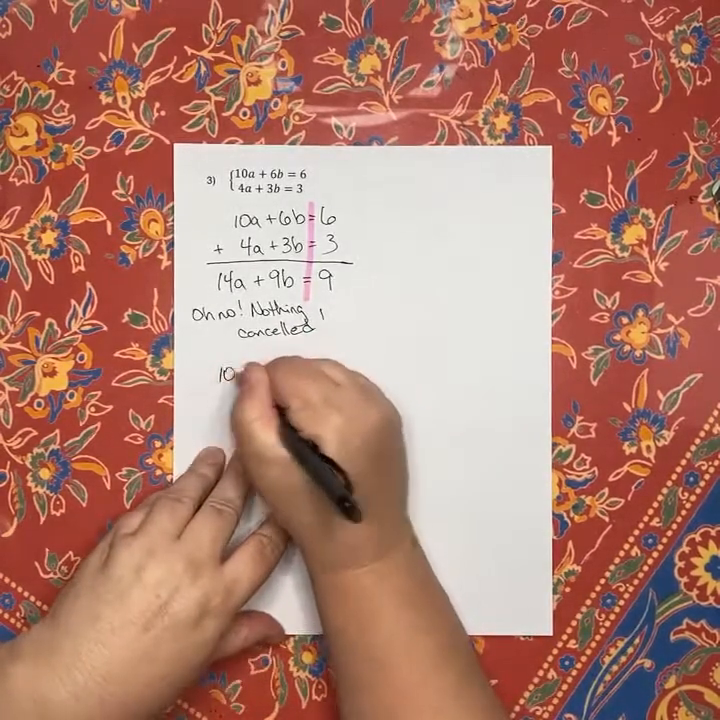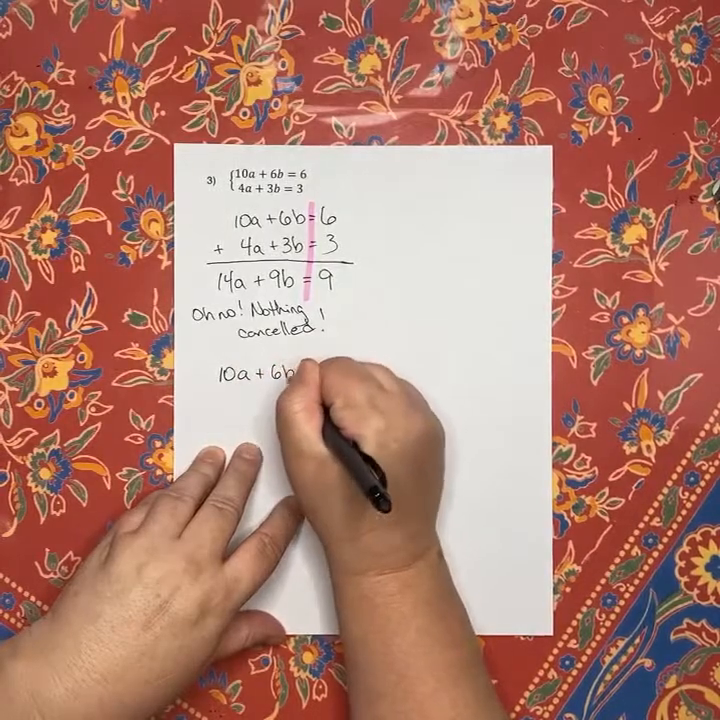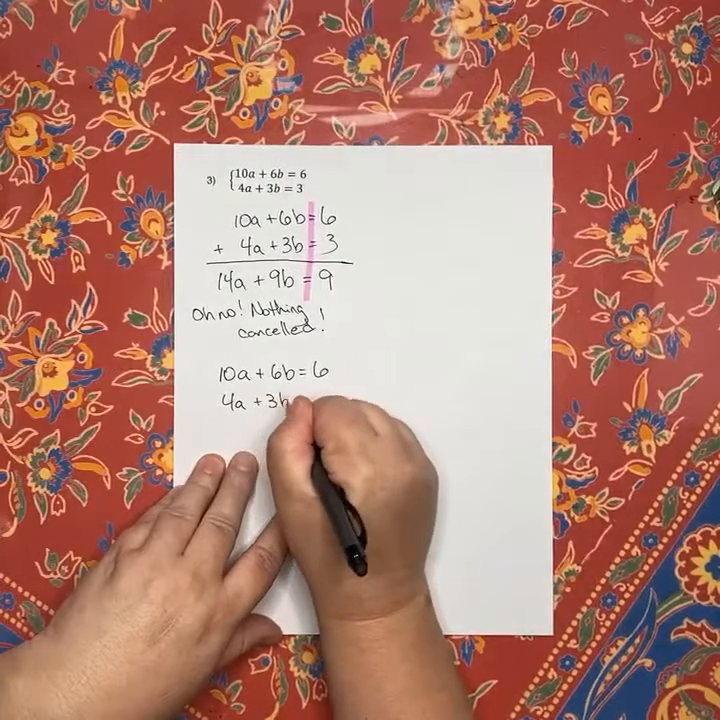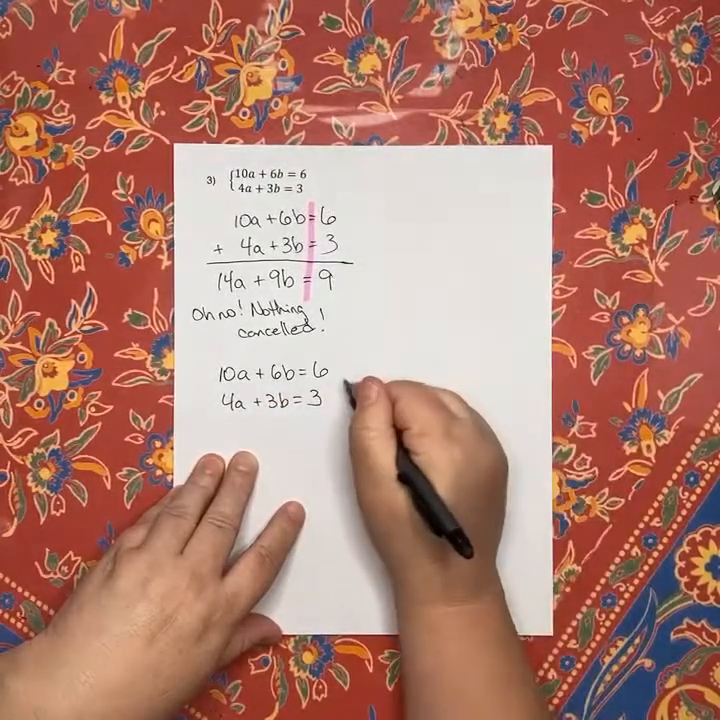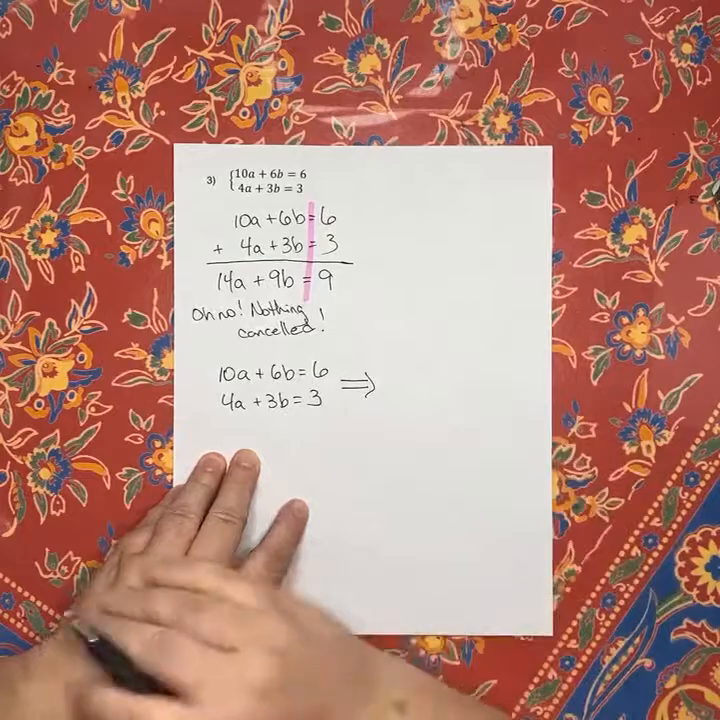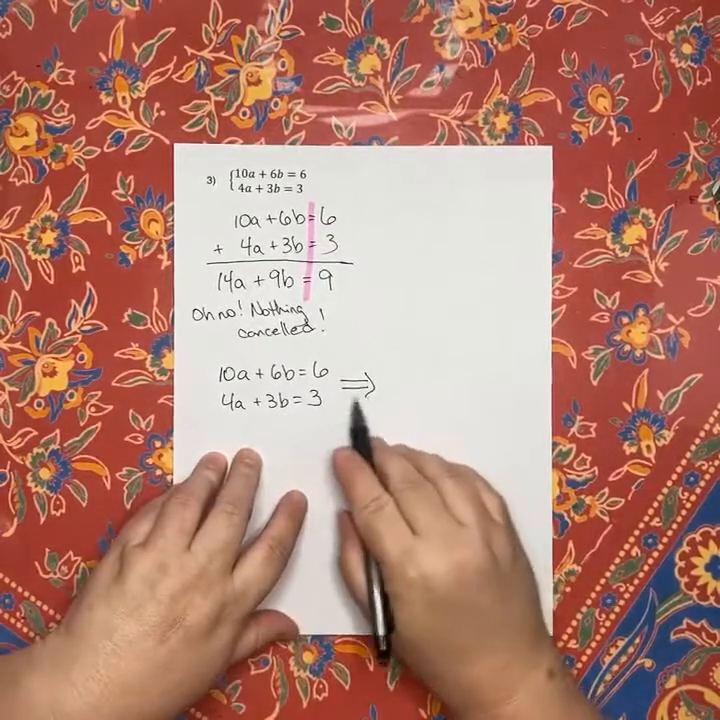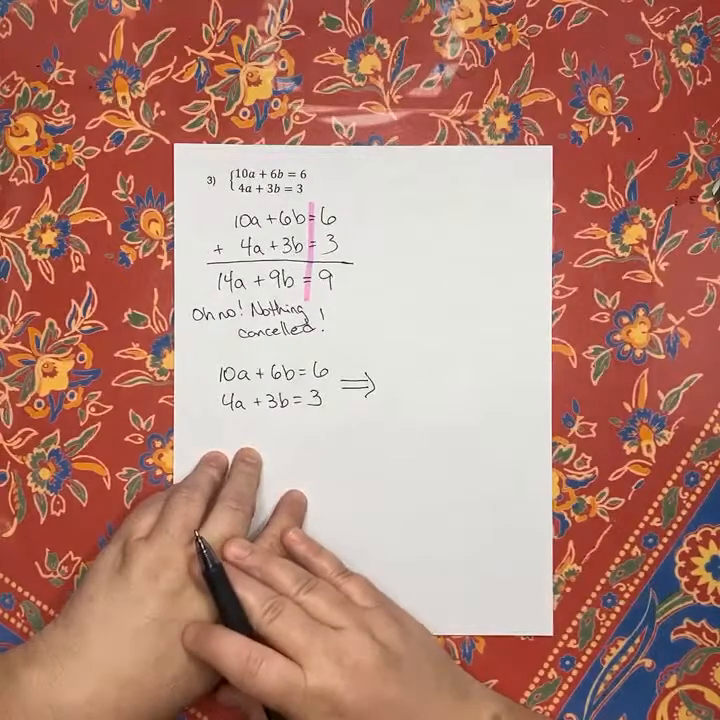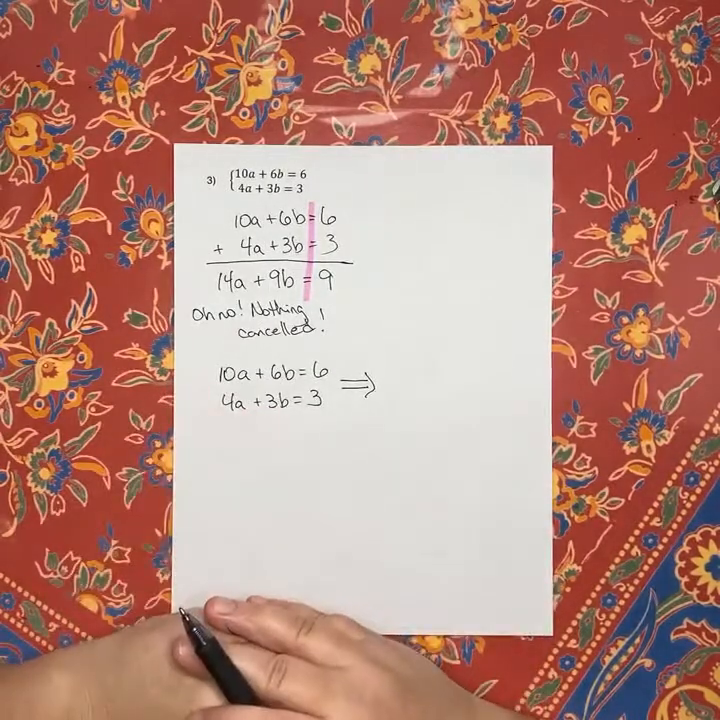I'm going to write out the two equations, 10a plus 6b equals 6, and 4a plus 3b equals 3. And then the way I learned to do it was I'm going to do a big old arrow. I have 2 lines in my arrow. Some people have 1. It's just a personal style thing.